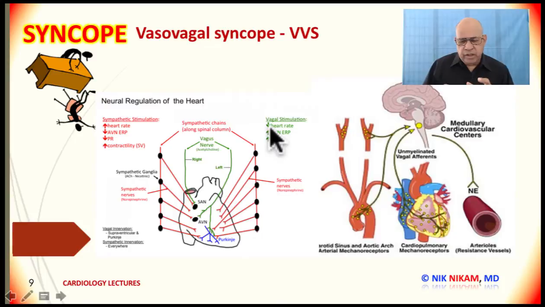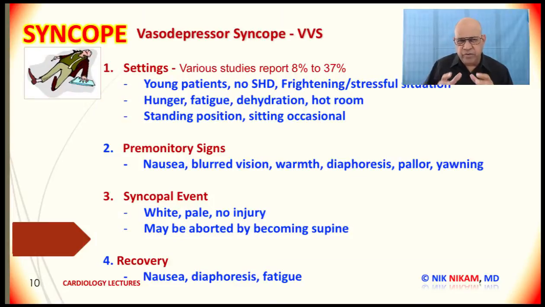Having understood this pathophysiology of how the autonomic nervous system can play a major role in the precipitation of these neurally mediated syncope, let us look at each one of these individually and see how we can understand the things that trigger these and how we can help these patients.